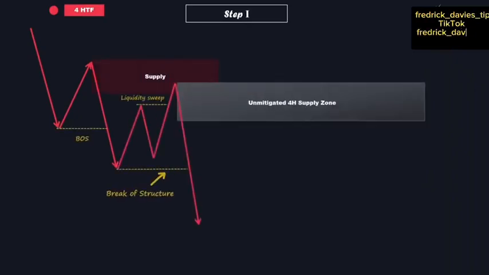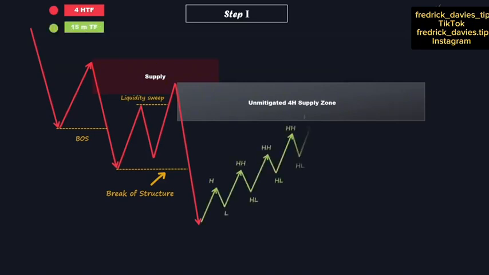Imagine we have a 4-hour structure like this one on the screen. Price is in a downtrend and also has created a series of bearish BOSs. So here we have an unmitigated supply zone at the extreme. Let's say that we have a perfect sell setup on the 4-hour time frame, which is confirmed by the criteria and rules of a high probability trading setup. Our next step is to switch to the 15-minute time frame, closely monitor the price movement, and patiently wait for the price to return to the 4-hour time frame supply zone and form a change of character pattern.